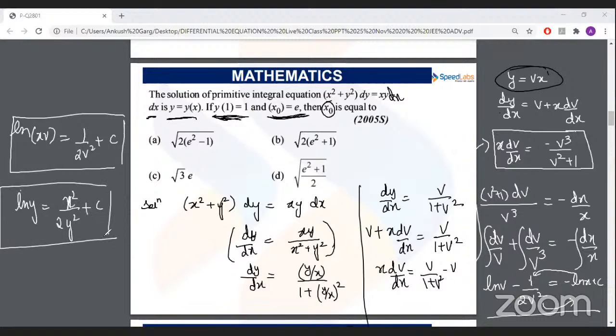This is the equation. Now for finding out c, the information given to you is that when x is equal to 1, y is also 1. So putting x and y as 1, ln 1 is 0. This will be 1 by 2 plus c. So c we are getting as minus 1 by 2. So finally the solution of the differential equation is ln y equal to x² upon 2y² minus 1 by 2.